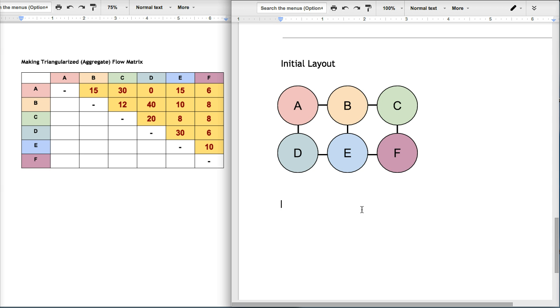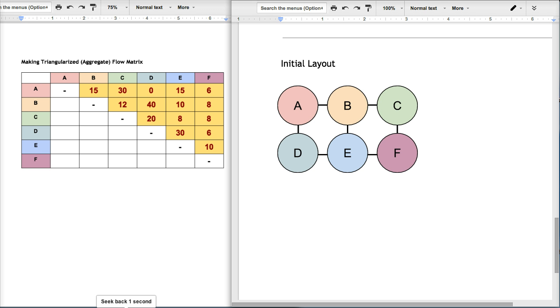Again, the whole point of this exercise is to try and reduce the amount of pedestrian traffic between these different buildings. Now that I've got my aggregate flows between each of the different pairs of buildings, I want to create some type of metric that will allow me to compare different layouts of the different buildings and the resulting amount of pedestrian traffic that is caused by those layouts.